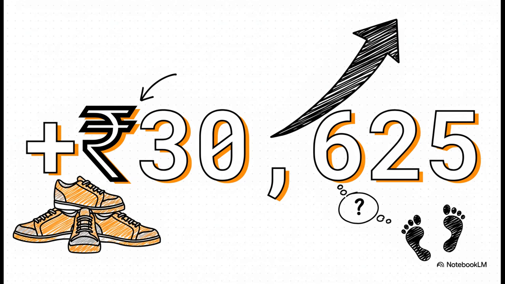Just by selling more shoes, the manager added over 30,000 to the profit. That is a huge piece of the puzzle, a very favorable variance. But wait a minute, that doesn't explain the whole 36,000, does it? Let's move on to our next clue.